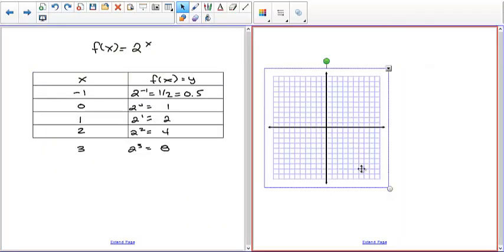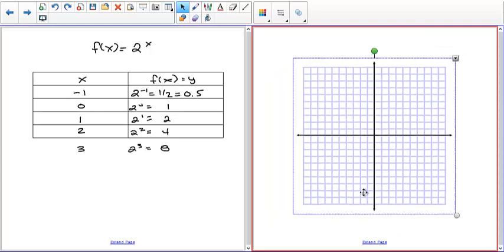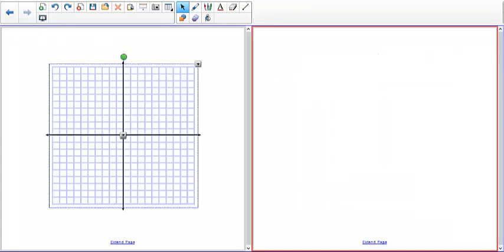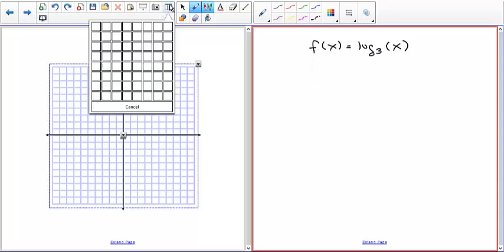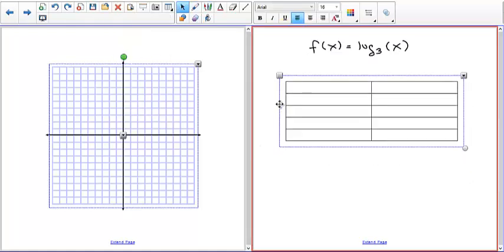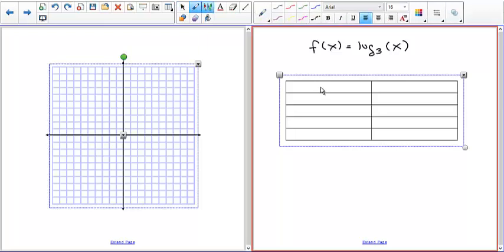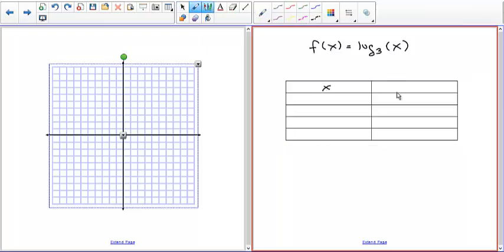Okay, the next one is a logarithmic function. It's a log to the base 3. So f of x equals log base 3 of x. Okay, so we make up a table. Same kind of deal. We need at least 5 rows because we've got 4 points. So we've got x and we've got f of x.